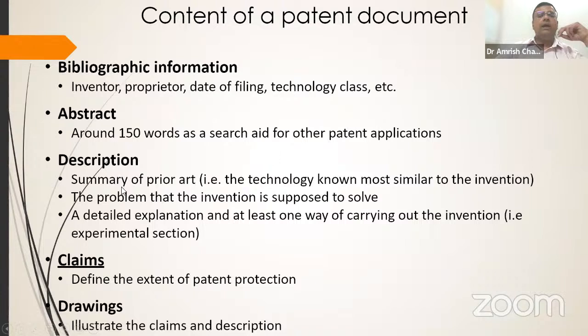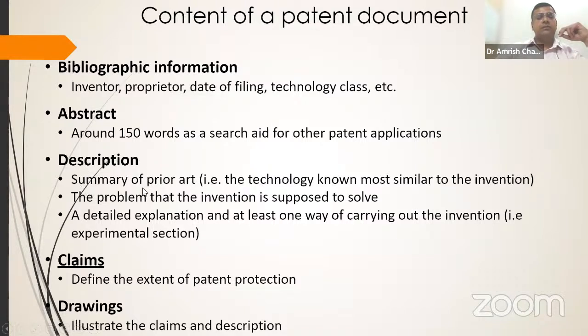And this abstract should be very much relevant to the work that you have done. Okay, so it should describe the problem that you have solved and how you have solved that problem. Okay. So following the abstract, the rest of the document is basically a description part.